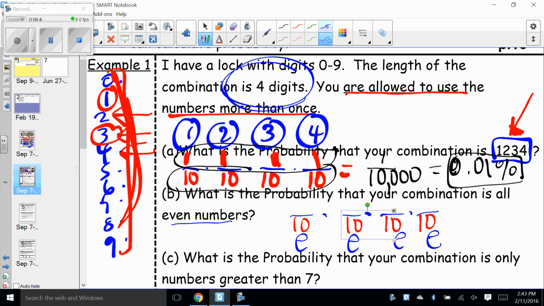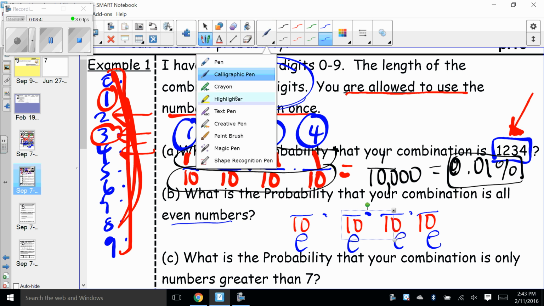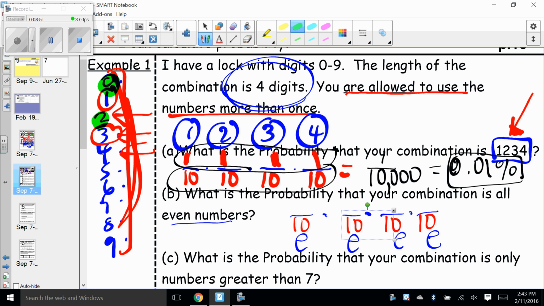What's the probability in the first spot that I have an even number? Well, over here in the set, if I look at the even numbers, we have 0, 2, 4, 6, and 8. It looks like we have 5 even numbers. So I have a 5 out of 10 chance that I get an even number in that first spot.